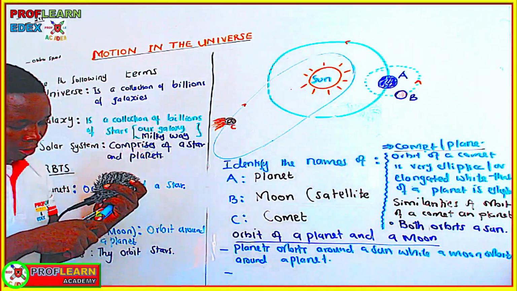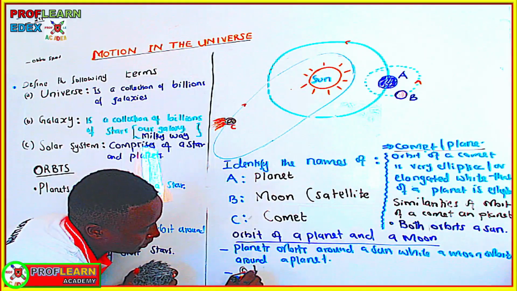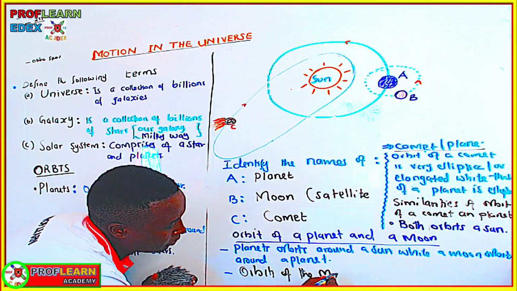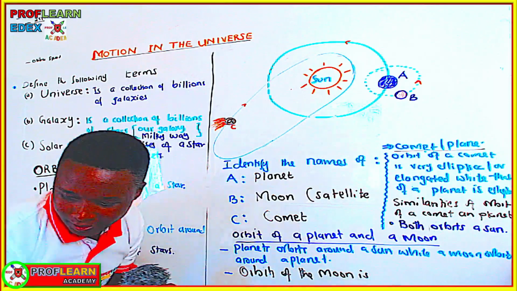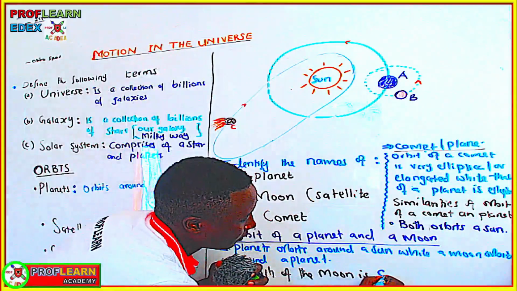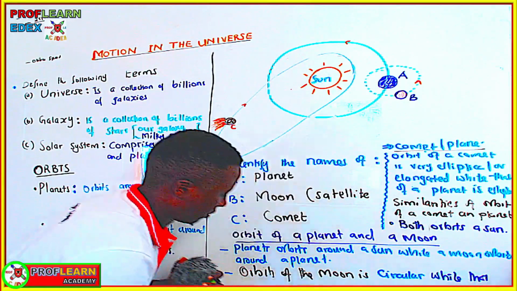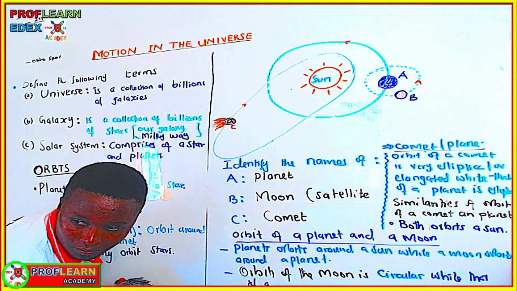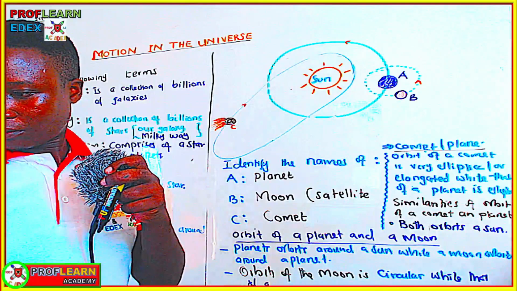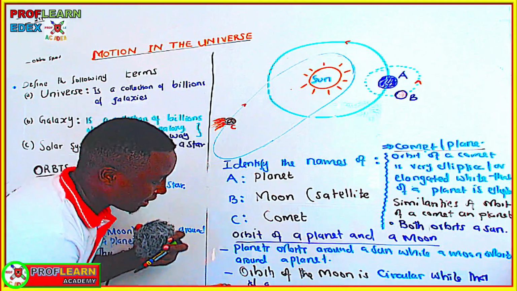And number two is that the orbit of the moon, what do you notice here? It's actually circular, while that of, oh, you cannot see that, huh? Okay, let me just mention it.